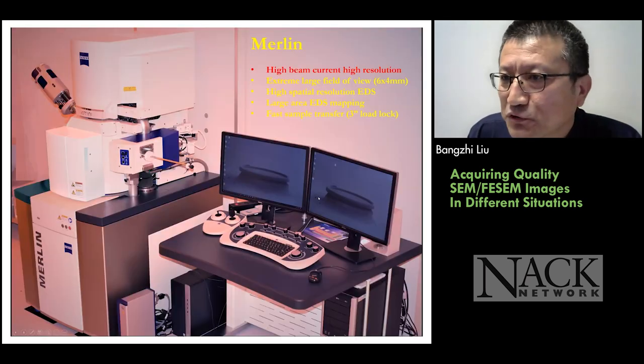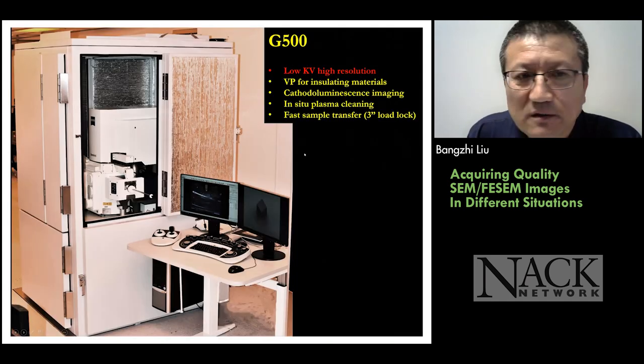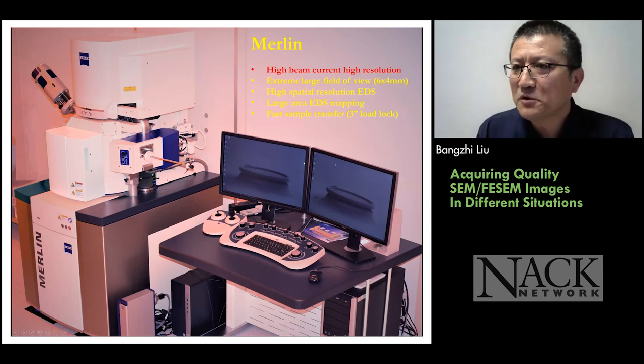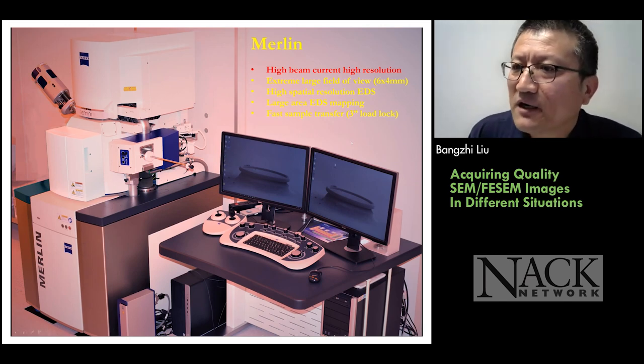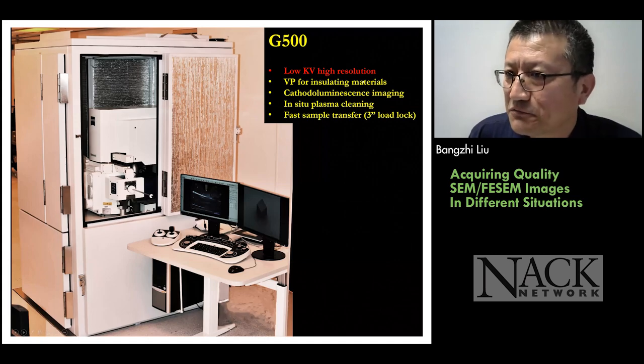We have two SEMs inside, the Merlin and the G500. Both are made by Zeiss. For most samples, both are very good, top-of-the-line SEMs, so they can do a similar job. But they are also a little different. The Merlin can do high beam current and high resolution. The G500 can do low kV and high resolution.